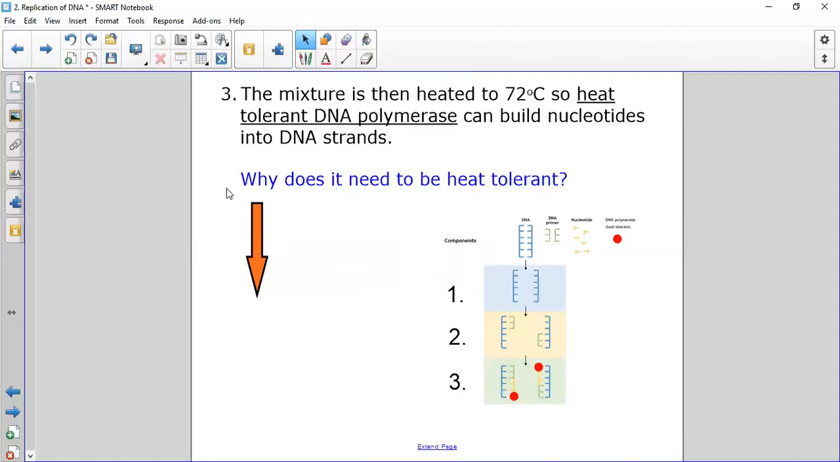Now, why does it need to be heat tolerant? You're thinking, wait a minute, what do I know about enzymes? Remember, DNA polymerase is an enzyme. 72 degrees Celsius, does that look like it'll be good for an enzyme? Certainly not. A normal enzyme would be denatured by that high temperature. That's why we need to use a special enzyme called heat-tolerant DNA polymerase.